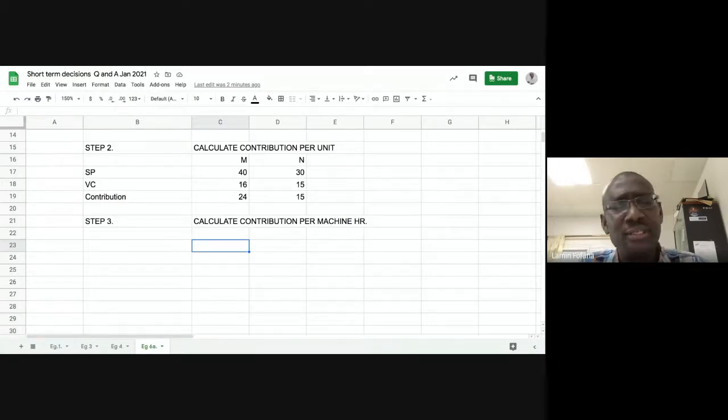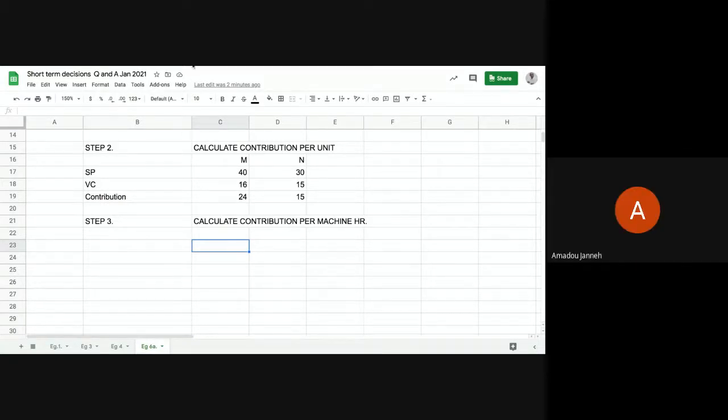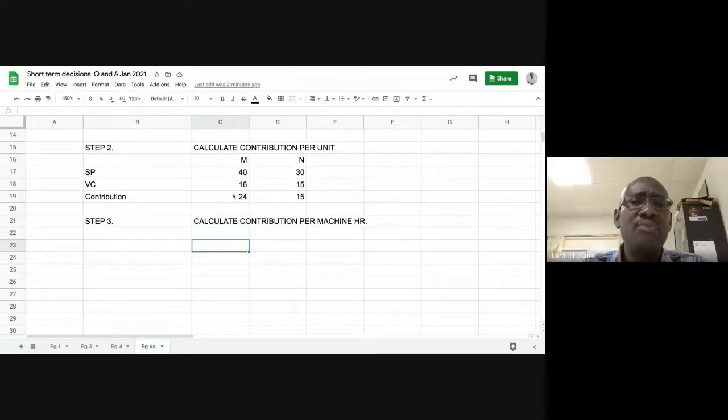So we need two things. You're gonna take the machine hour per unit, exactly, and then we divide our contribution per unit by it, because we already got our contribution per unit. Okay? So let's have our machine hour per unit.